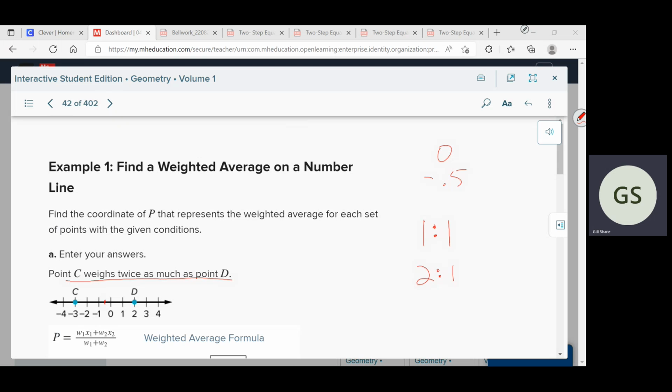So wait, wouldn't the point now be close to D? It's the ratio, it'd be closer to which point? D, because it's 2 to 1. No. Which one weighs more? The heavier point? The C. C weighs more.